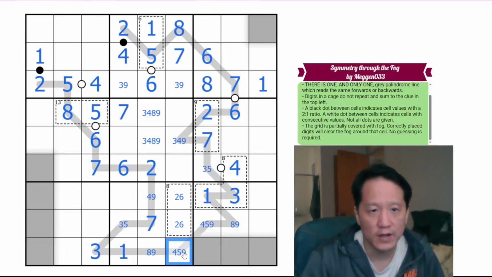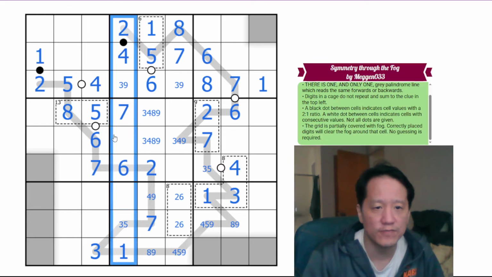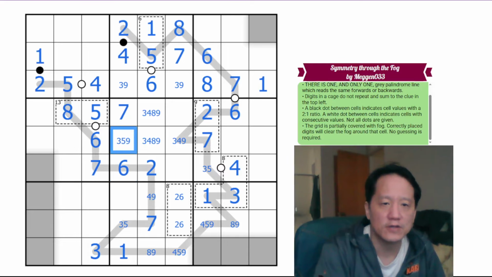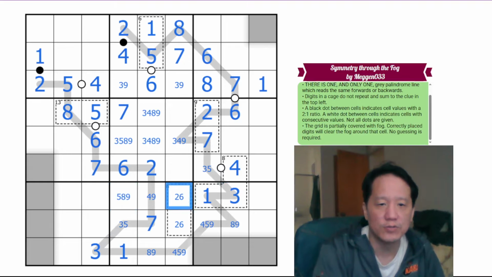That's fine. What are the remaining digits in column 4? We have 3, 5, 8, and 9. Okay, that's fine. That means this is 3, 5, 8, or 9. It cannot be 3 because of 3 in the row. This can't be 8 because of 8 in the row.